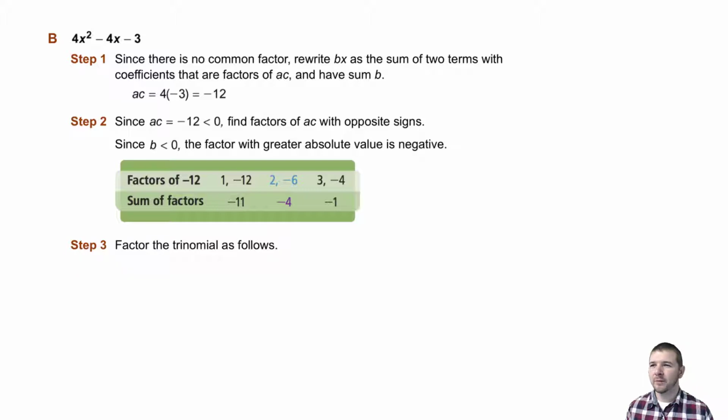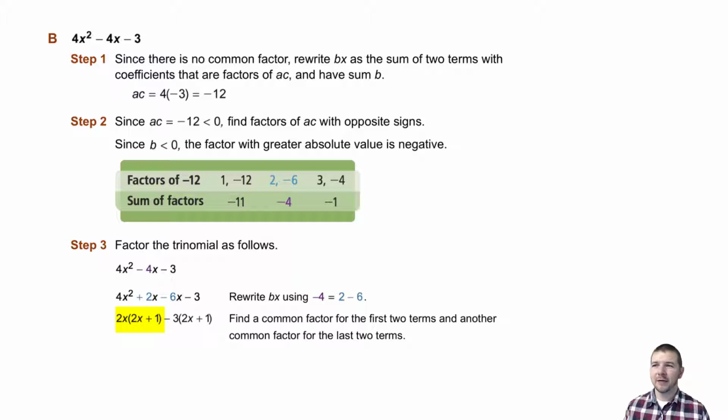Step 3, we'll factor the trinomial as follows. Remember, rewriting bx using our factors above. So 4x² minus 4x minus 3 becomes 4x² plus 2x minus 6x minus 3. Now we look at the left two terms and factor out the greatest common factor, 2x. So that becomes 2x times the binomial, 2x plus 1, and then minus, factoring out the greatest common factor of the two terms on the right, again minus 3 times the binomial, 2x plus 1, the same binomial as on the left.